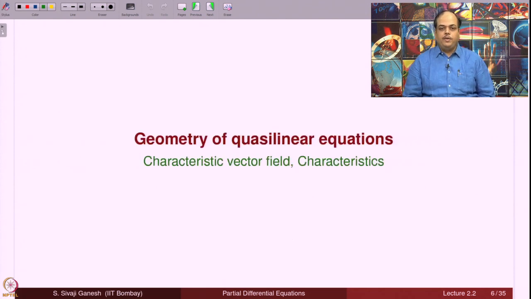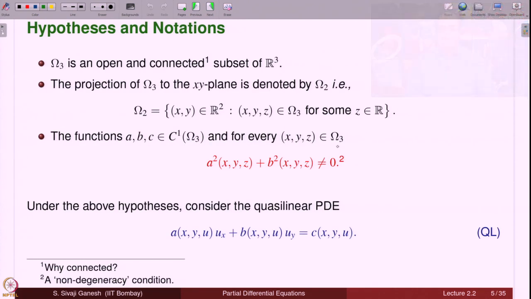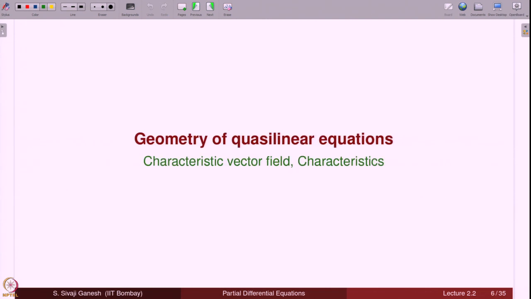Now, let us discuss the geometry of quasi-linear equations. That means, this equation says something about the geometry of what? Of a solution surface. If you have a solution of this equation, let us say u of x y defined for x y in some domain D, then z equal to u x y will be a surface, and this equation says what kind of restrictions are imposed on the surface. Geometrically, what this PDE means for a solution surface, that is what we are going to discuss.